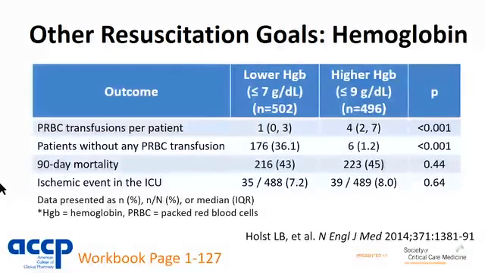There also was a study of patients with septic shock asking what hemoglobin target we should use, whether it be 7 or 9 as a transfusion trigger. Those who were randomized to the lower target had fewer transfusions per patient. More patients didn't get any transfusion, but there was no difference in 90-day mortality or ischemic events. And so within septic shock, a hemoglobin target of transfusion of 7 is probably adequate.